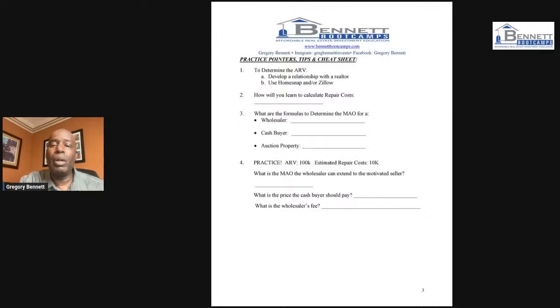As a repeat, what are the formulas to determine the MAO? As a wholesaler, it's 65%. As a cash buyer, 70%. Auction property is 60%. So for practice, write this down, or you guys should have this handout. We've got an ARV of 100,000. We've got an estimated repair cost of 10,000. What is the maximum allowable offer the wholesaler can extend to the motivated seller? You guys do that and put it in the comment section.